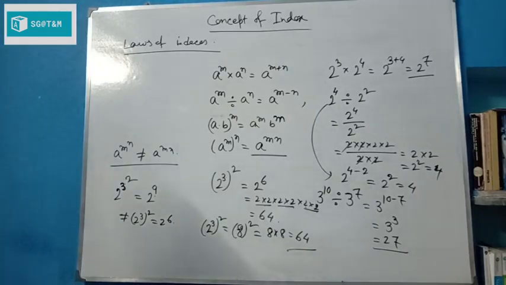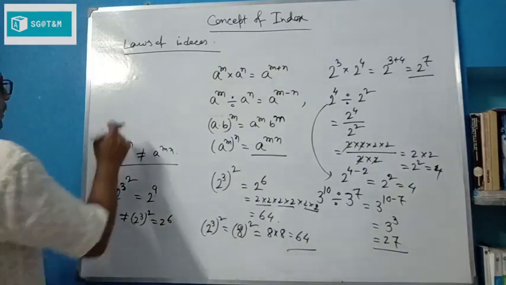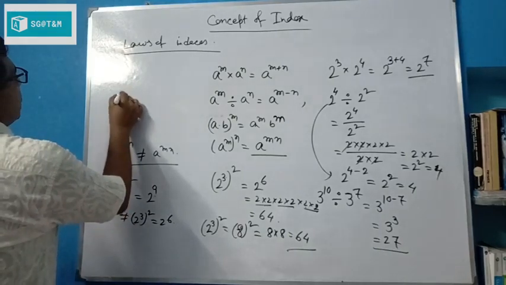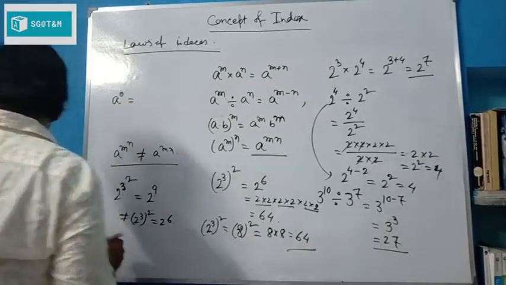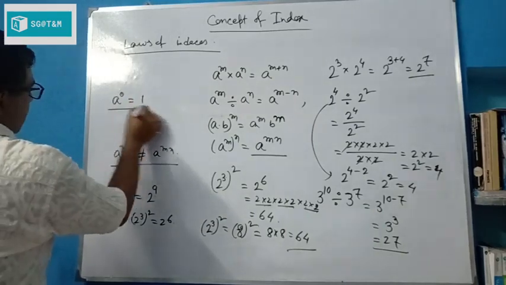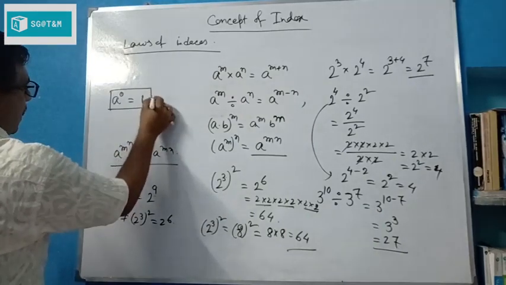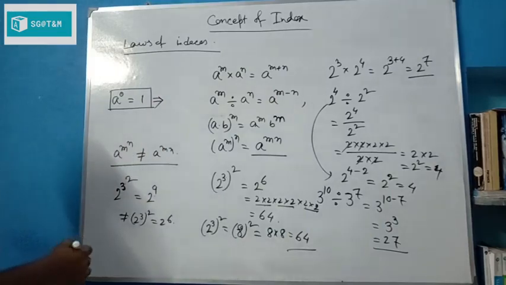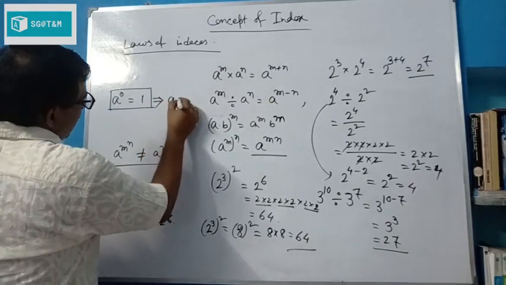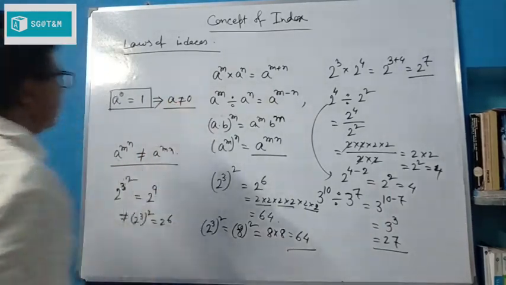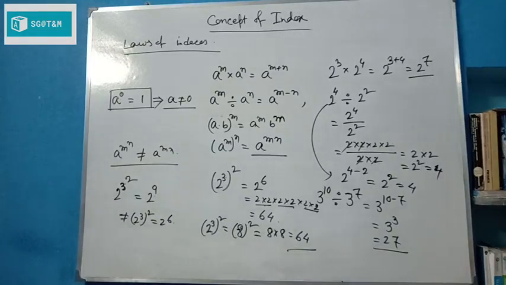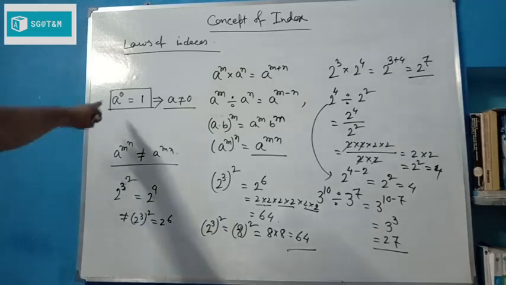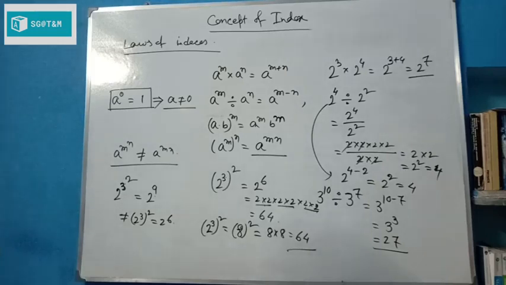And another thing, something to the power 0. A to the power 0 is equal to 1, but a must be non-zero. Something to the power 0 is 1. The restriction is this number is non-zero, obviously.